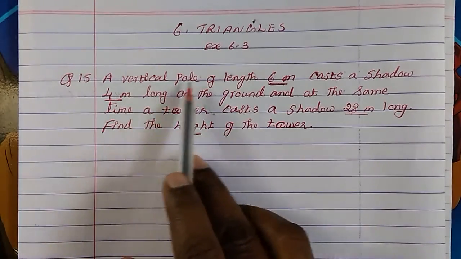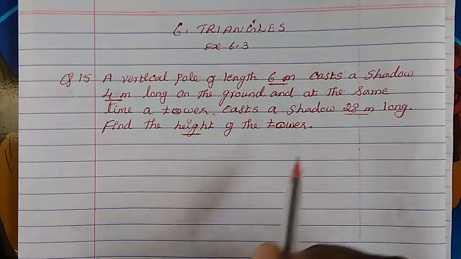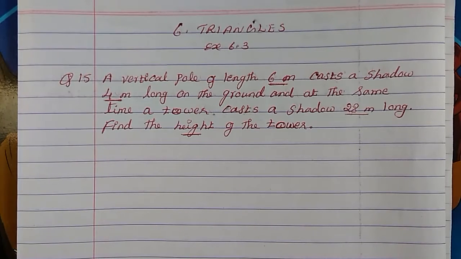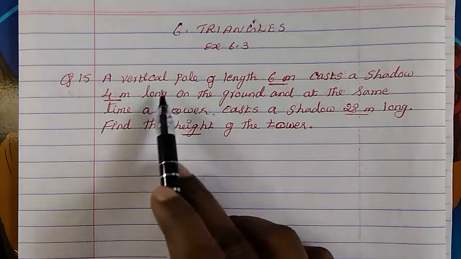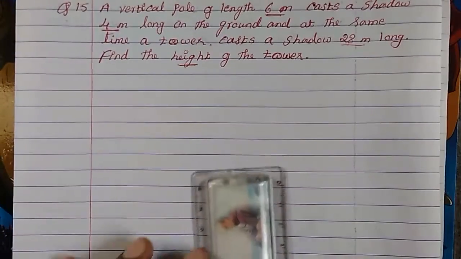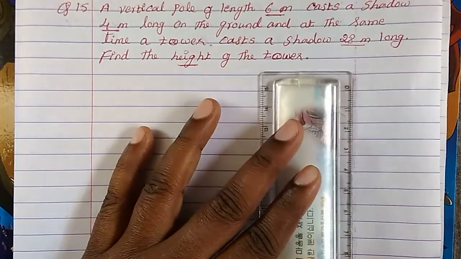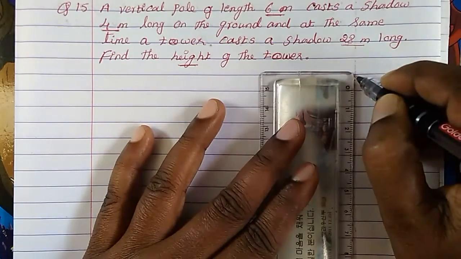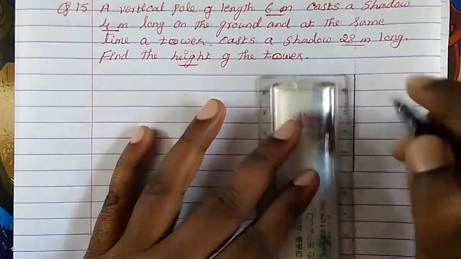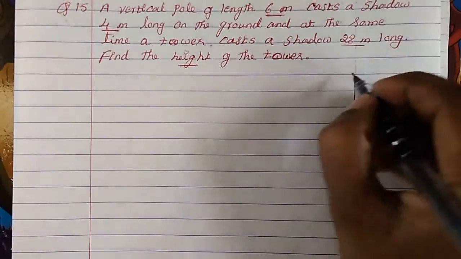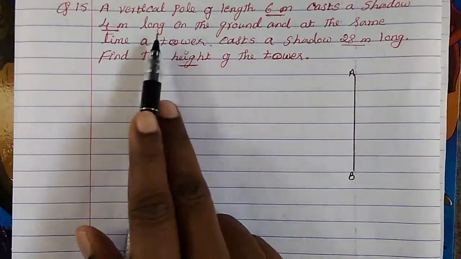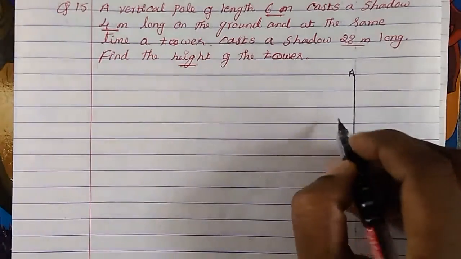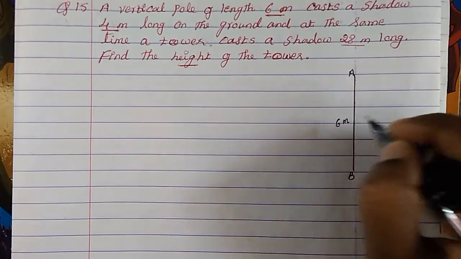Okay, there is a vertical pole of length 6 meter. So let us first draw a vertical pole. Vertical means standing position, horizontal means sleeping position. Okay, so this is a vertical pole. I'll name it A and B. The vertical pole is of length 6 meter, so this length is 6 meter.